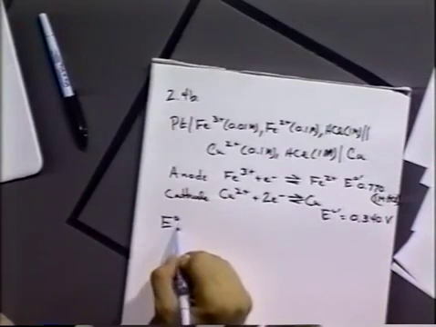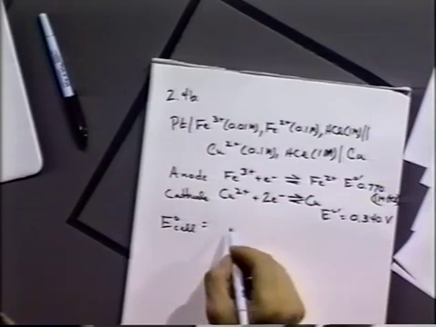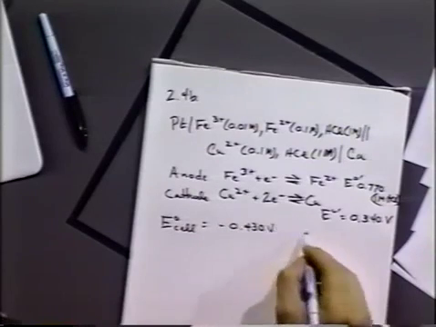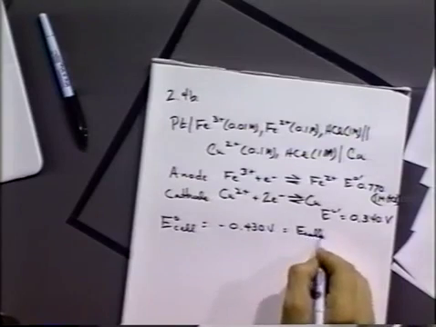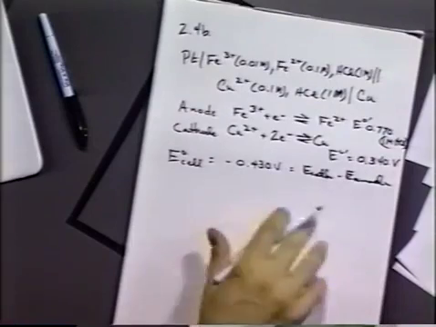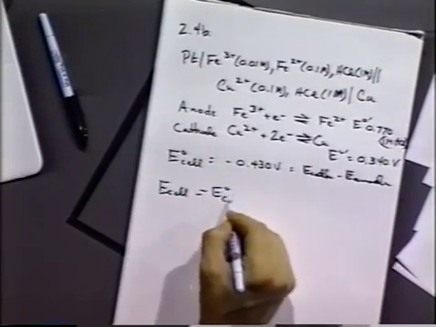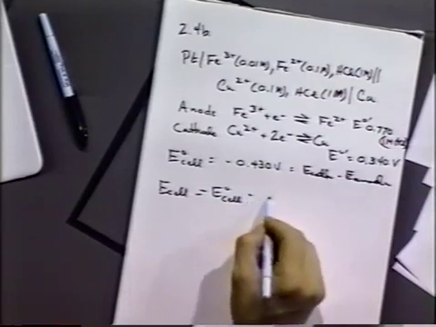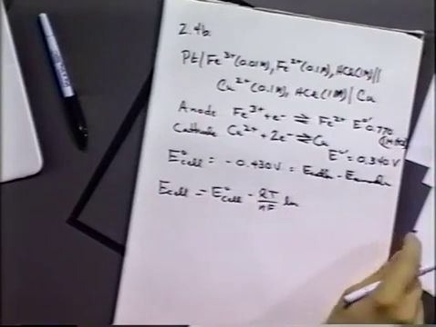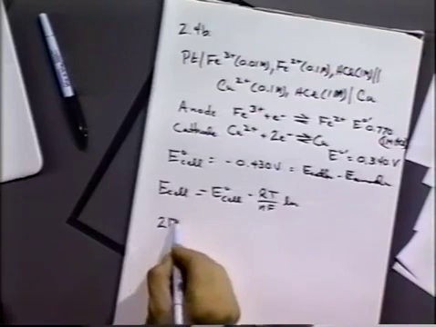So here's the standard cell potential. E0 cell, as always, the cathode minus the anode, and that would be equal to minus 0.43 volts. But that's not what we're asking. The cell potential is the Nernst equation. And we have to look at the overall reaction to get the proper form of the Nernst equation.